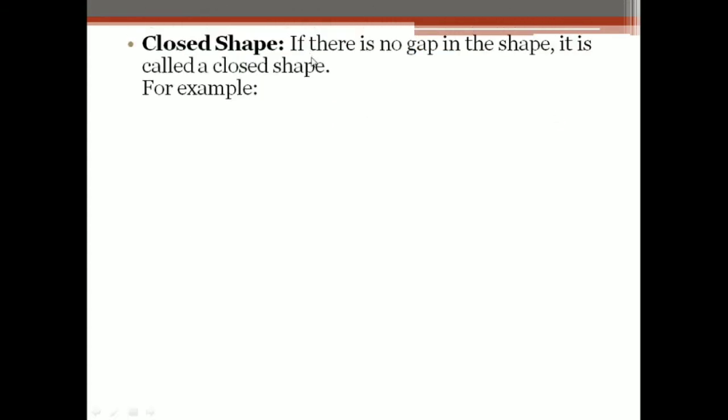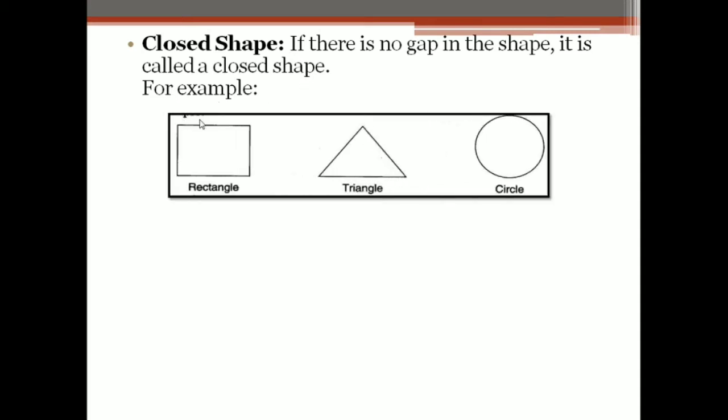First, closed shape. If there is no gap in the shape, it is called a closed shape. For example, now see the picture. This is a rectangle, this is a triangle, this is a circle. In the definition, it is said that there is no gap. You can see that it is a closed figure. There is no gap, right? It is fully closed, so it is known as a closed shape.